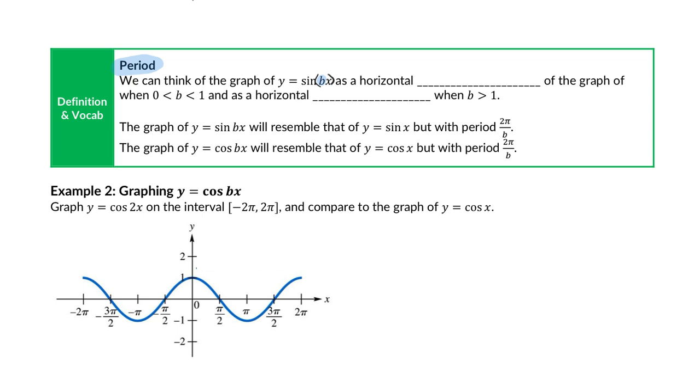Inside transformations are always horizontal, and this b times x is a horizontal stretch of the graph when b is between 0 and 1, and it is a horizontal shrink when b is greater than 1. Horizontal, inside, and opposite. So small numbers on the inside cause this to stretch horizontally, and big numbers on the inside cause it to shrink horizontally.